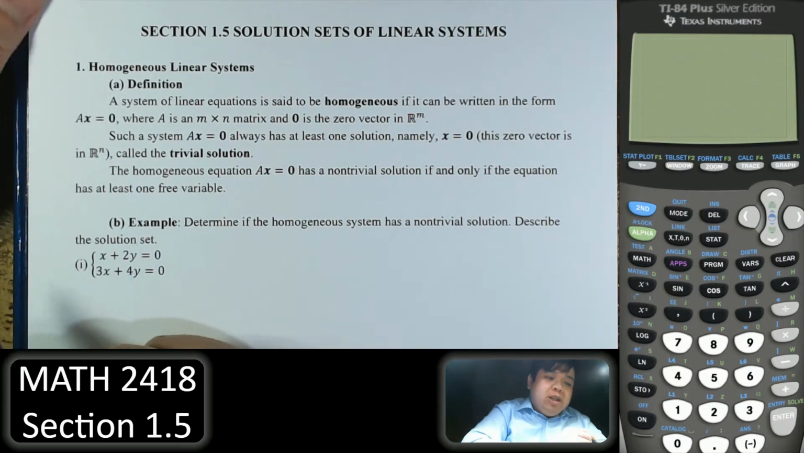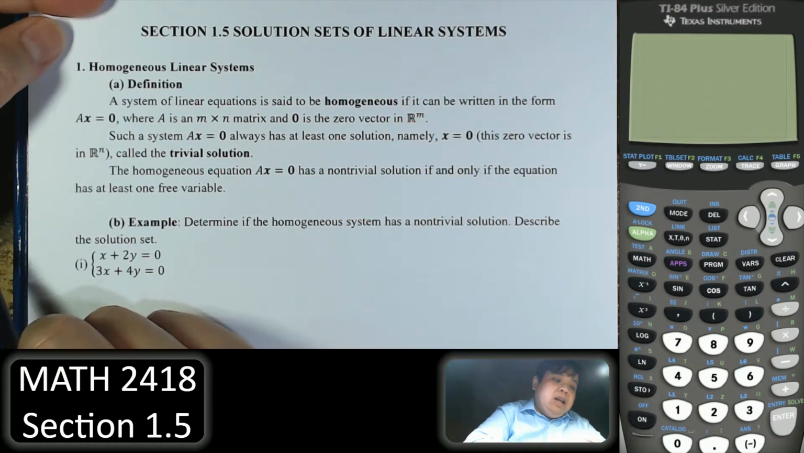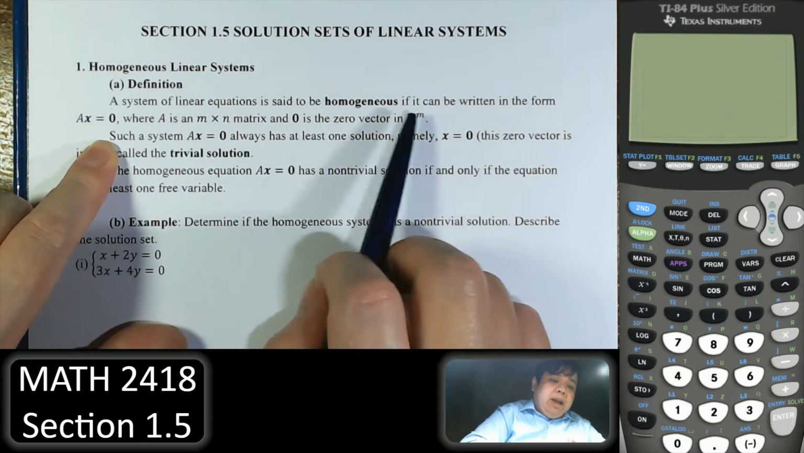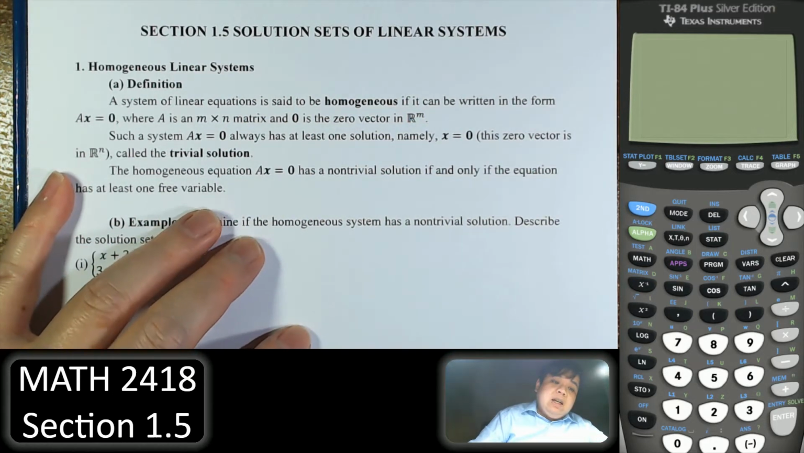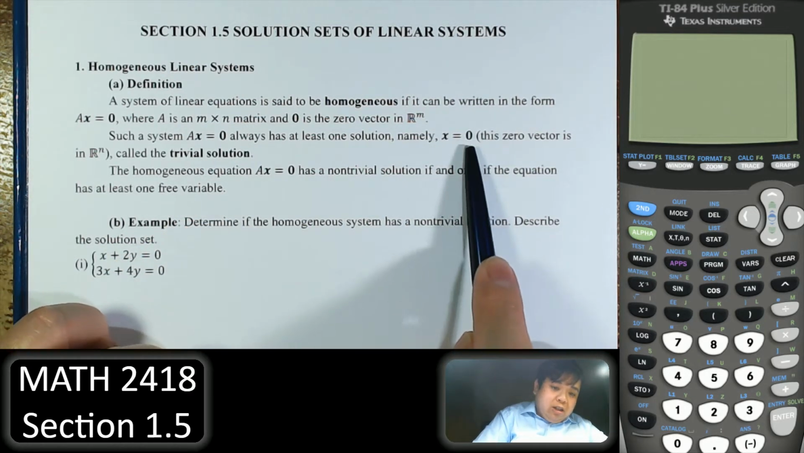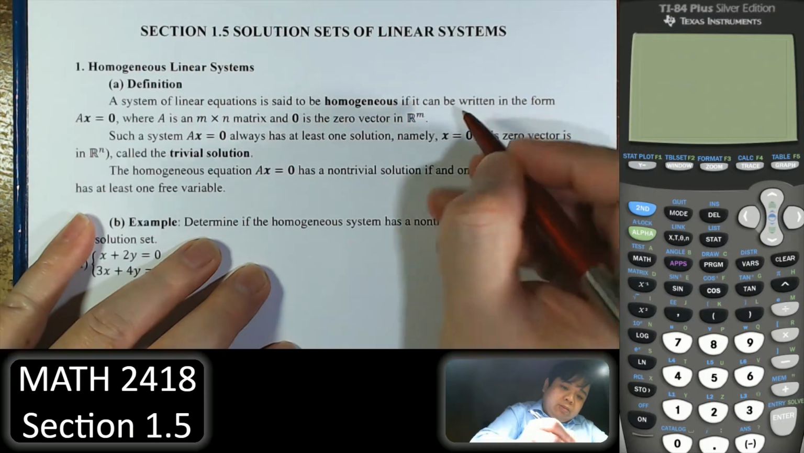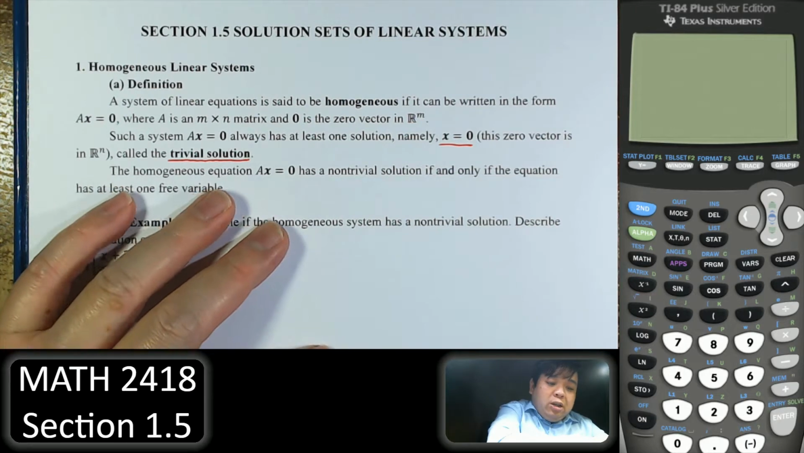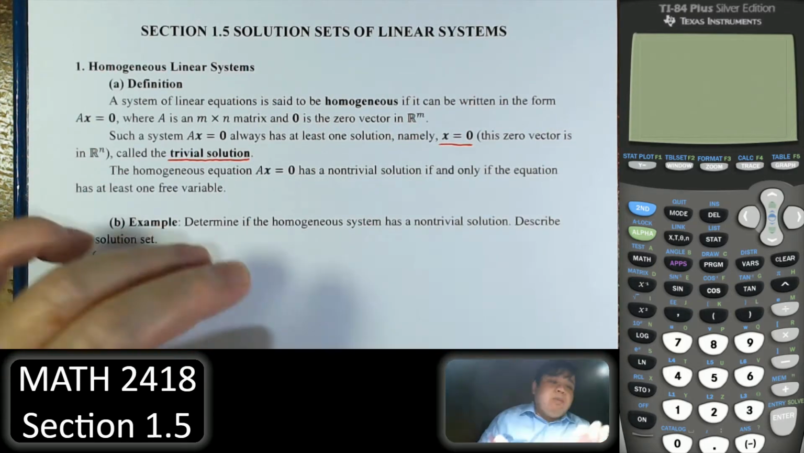Homogeneous linear system. A system of linear equations is said to be homogeneous if it can be written in the form Ax equal to 0. 0 here is the vector, a vector in Rm. Such a system always has at least one solution, namely the vector x equal to the 0 vector. This 0 vector is in Rn, and the solution equal to 0 is called the trivial solution, the obvious solution. The homogeneous equation has a non-trivial solution if and only if the equation has at least one free variable. We'll talk about that later.